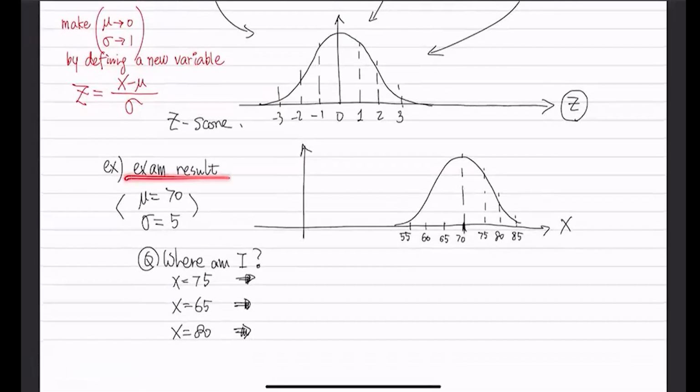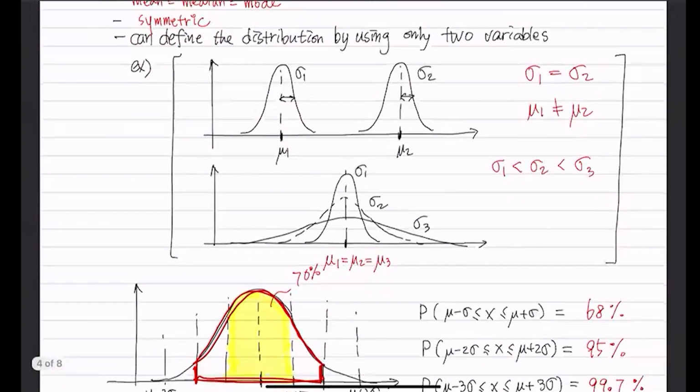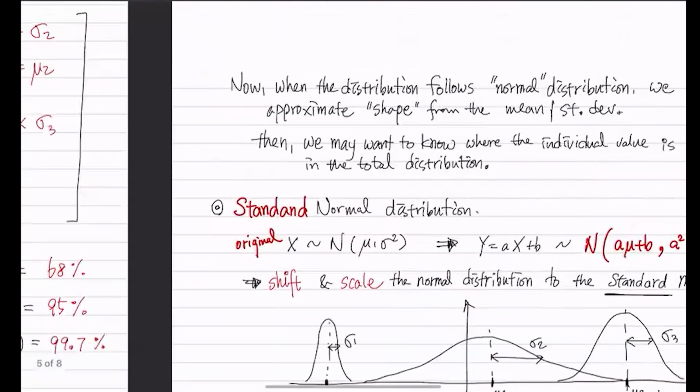Say the exam result was following a normal distribution, and the average was 70 and the standard deviation was 5. Let's just assume that. And then naturally you will ask this question: say you got 75 points. Am I good or bad? How good? How bad? Am I in the top 5%? You want to know where you are within that distribution. So here come these numbers that are going to help you. So 68, 95, and 100 almost.